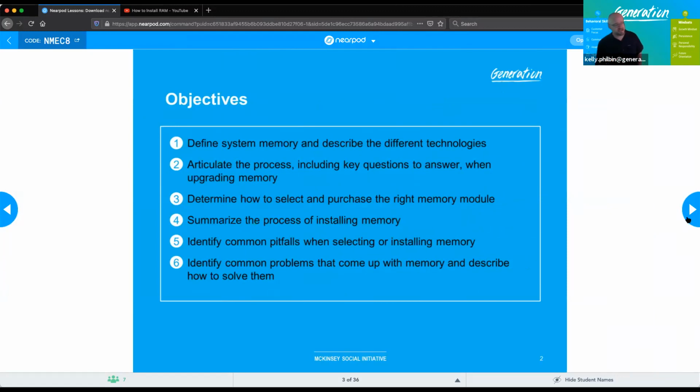Determine how to select the right types of memory so that you don't find something that's incompatible with the particular machine you are using, and go through the process step by step of installing the memory. We do also have a quick video to go along with that. They sum it up pretty concisely at the end. Identify common pitfalls when selecting or installing memory, and identify common problems that come up with memory and describe how to solve them.